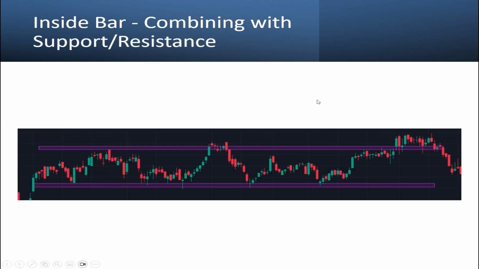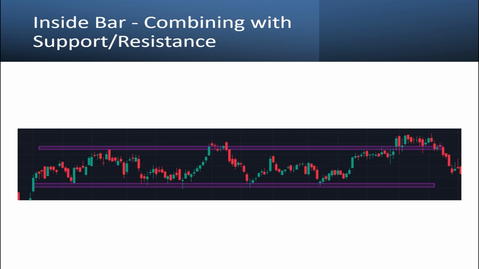Now, how do we combine support and resistance with the inside bar? If you notice over here, to improve the effectiveness of an inside bar strategy, we can combine it with a moving average and a support resistance level. So let's explore these concepts with an example. First, trading the inside bar at key support and resistance levels.